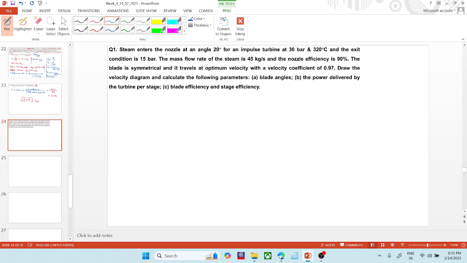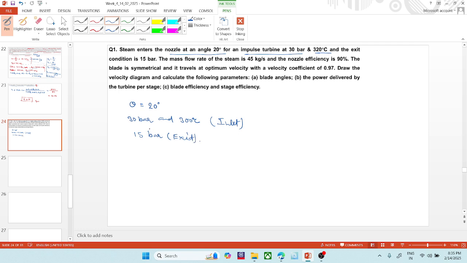So here the steam enters the nozzle at an angle of 20 degree. So here theta value is provided as 20 degree, for an impulse turbine at 30 bar and 300 degrees centigrade. So here the inlet conditions are provided, 30 bar and 300 degrees centigrade, and the exit condition, this is inlet condition, and 15 bar is the exit condition.